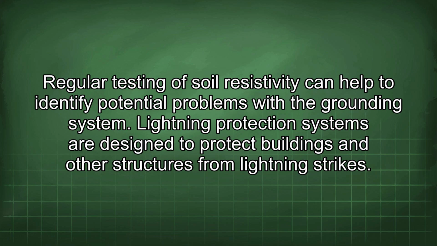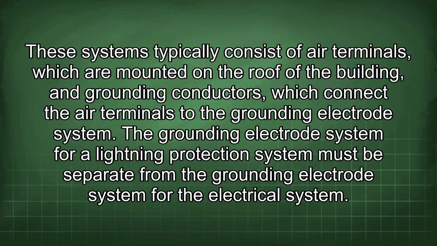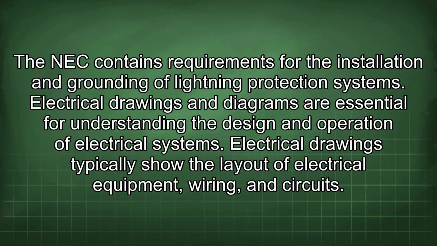Lightning protection systems are designed to protect buildings and other structures from lightning strikes. These systems typically consist of air terminals, which are mounted on the roof of the building, and grounding conductors, which connect the air terminals to the grounding electrode system. The grounding electrode system for a lightning protection system must be separate from the grounding electrode system for the electrical system. The NEC contains requirements for the installation and grounding of lightning protection systems.